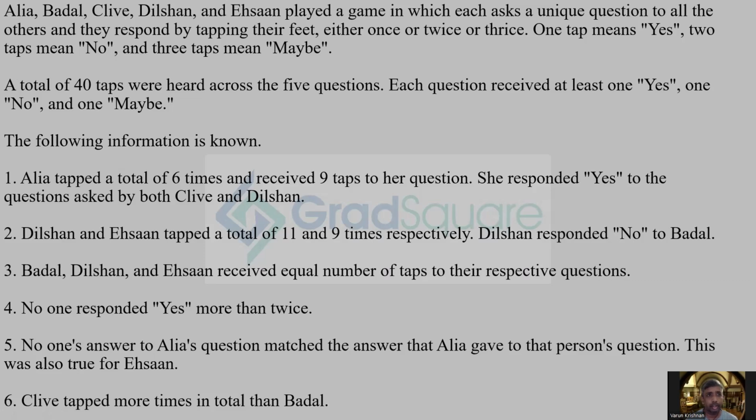and maybe. And the answers are given in such a way that yes is denoted by 1 tap, no with 2, and maybe with 3 taps. So this data has been given. Let's first try to represent the data in a more tabular and a more absorbable format.